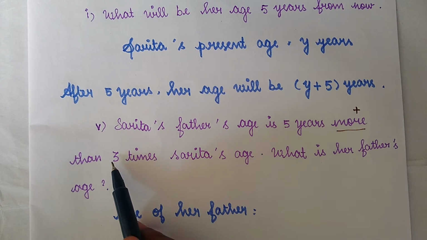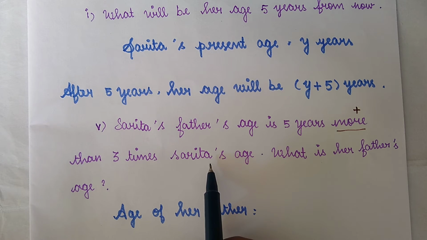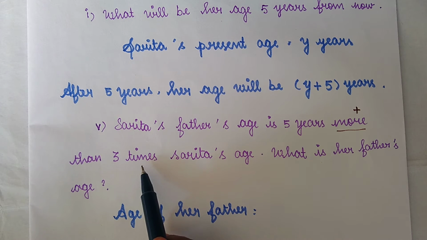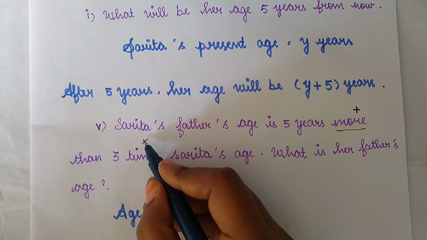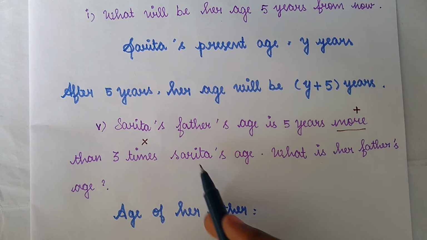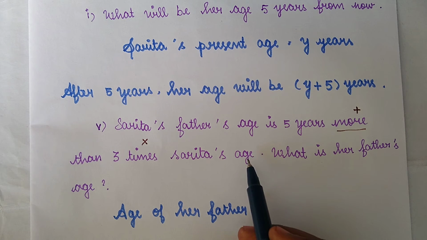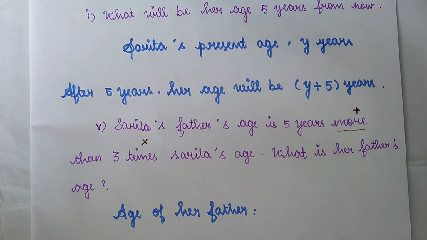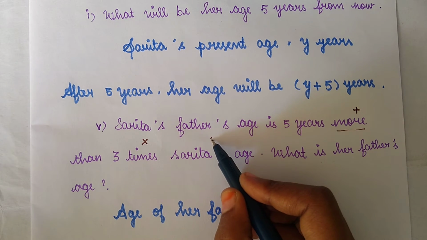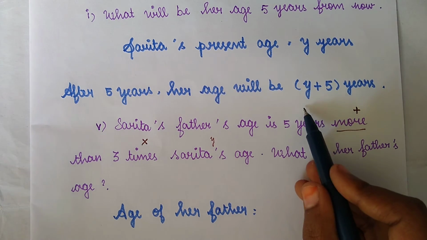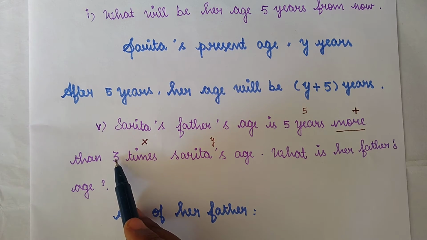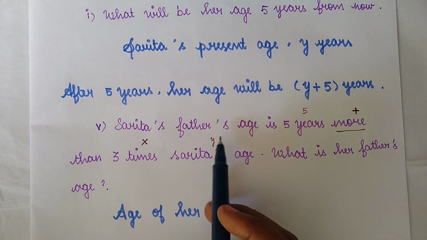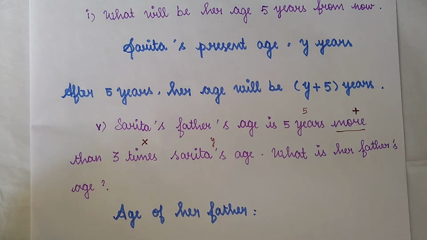Next, already you know 3 times Sarita's age. Times represents the multiplication symbol. Sarita's present age is given to be y years. So Sarita's age is y. So 5 plus 3 into y. This is her father's age.